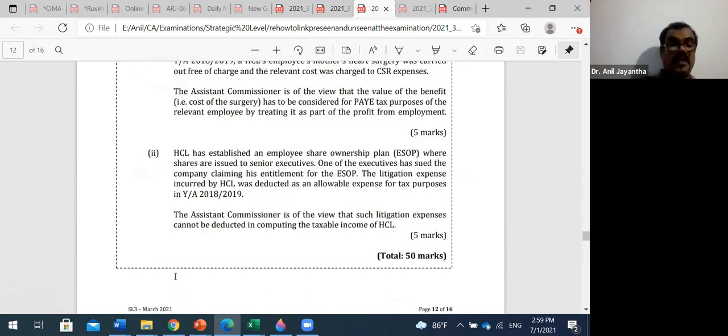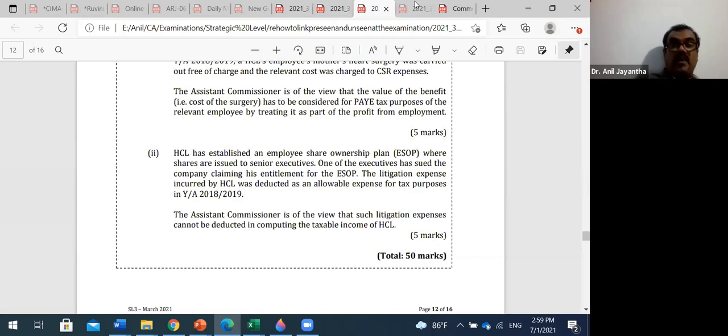And another special thing, the employee share ownership plan. You hope that you know these things. Shares are issued to senior executives. One of the executives has sued the company claiming his entitlement to this, the litigation. The expense incurred by HS was deducted as an allowable expense for tax purposes. So it's straightforward: what is the provision given on these kinds of expenses charged in calculating tax liability, whether it is allowable or not. Your answer should be very distinct, very clear whether it is allowable or not.